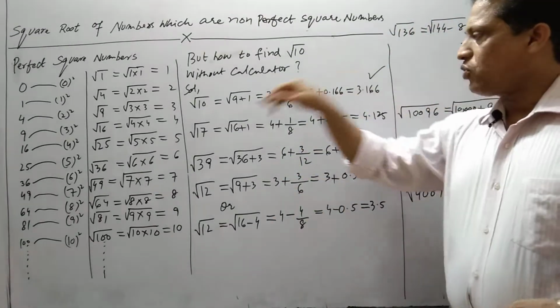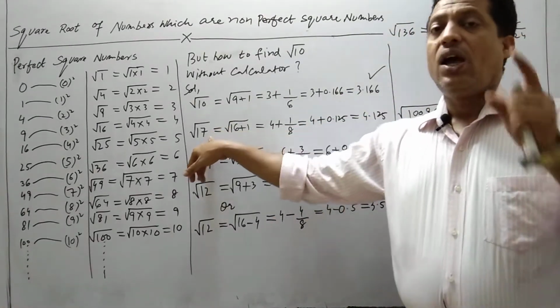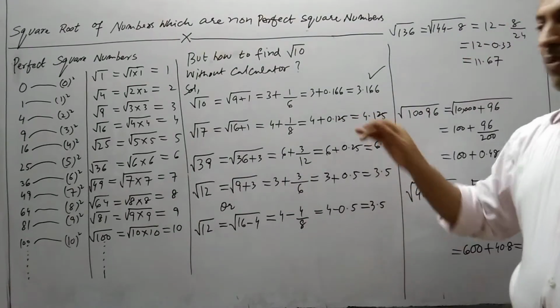You can find the square root of 17 with the help of a calculator. Believe me, you will get the same answer. I am not using a calculator.